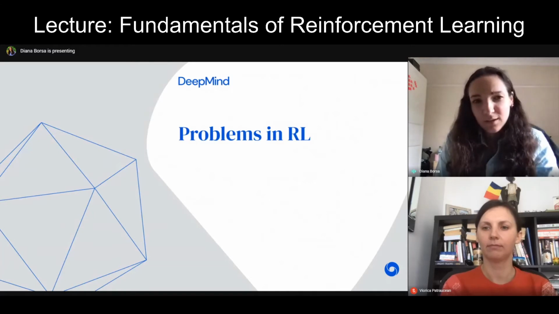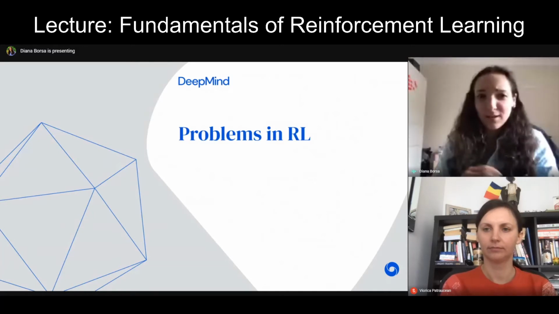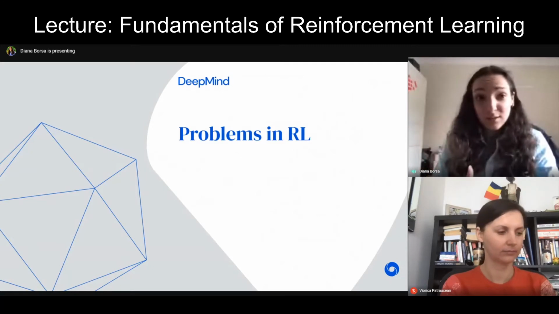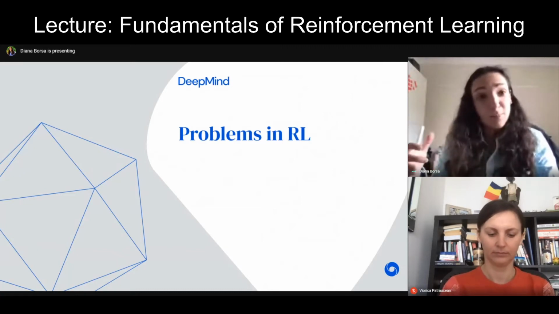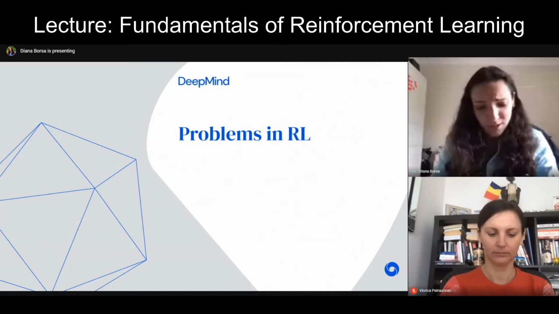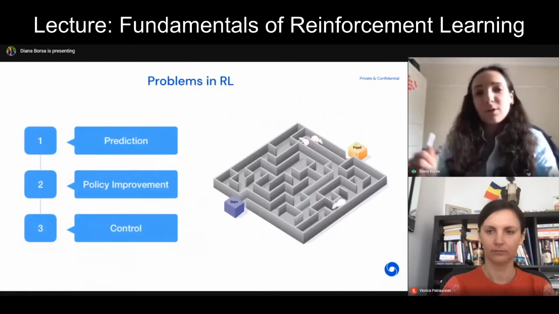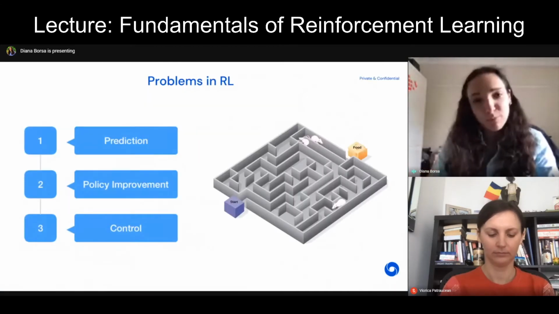Now that we have the formalism, we've seen what the Markov decision processes are, what our assumptions are, and formalized our goal of optimizing the cumulative reward. Let's look at a couple of classes of problems that you usually have in RL, and I've structured them in 3 major classes here.